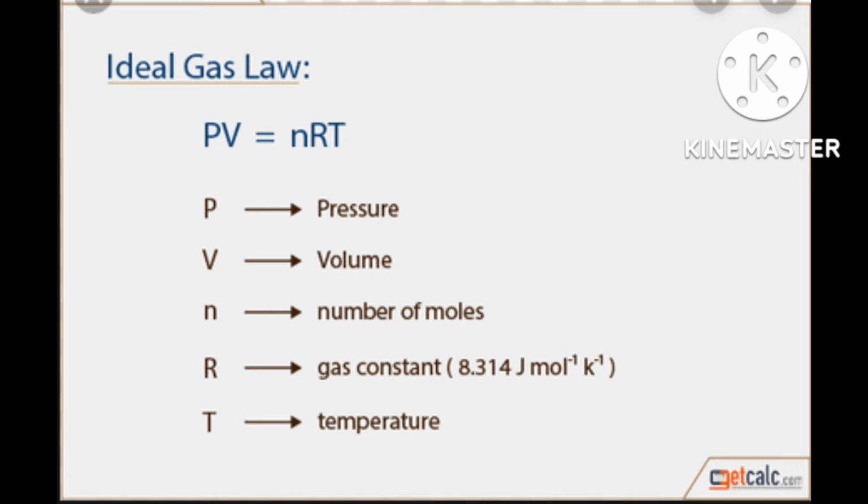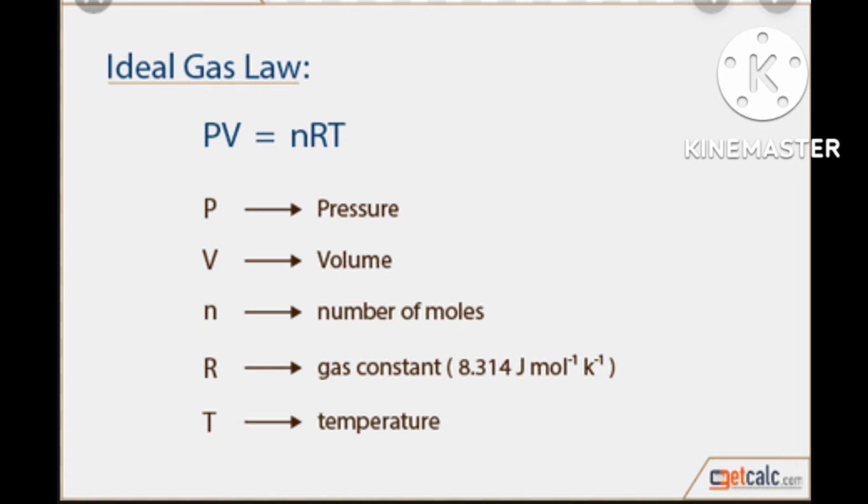Here a small d is the density of the gas. We can conclude from this equation, that is M is equal to kd, that the density of a gas is directly proportional to its molecular mass. More the molecular mass, more the density; less the molecular mass, less the density.